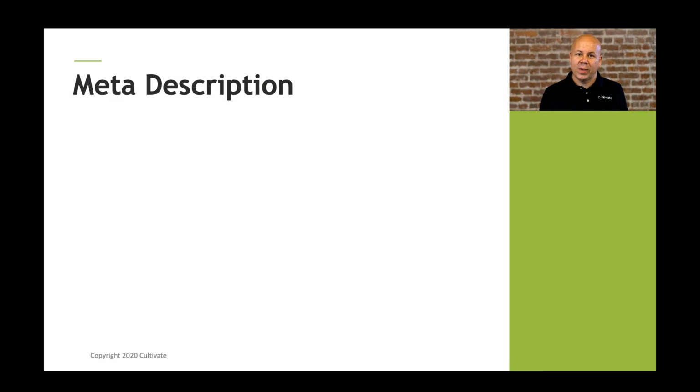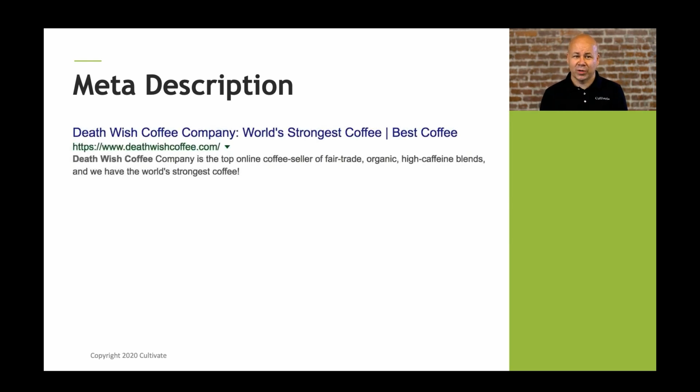One of the things that we can work into our page is a meta field called the meta description. If we have Yoast on our website or another plugin that helps with some of our SEO, there's going to be a feature to include a custom meta description. In this example for Death Wish Coffee, they start out with the title, which is in blue, then the URL, which is in green. Just below that is their meta description that says Death Wish Coffee Company is the top online coffee, and you can read the rest. So that's the meta description.